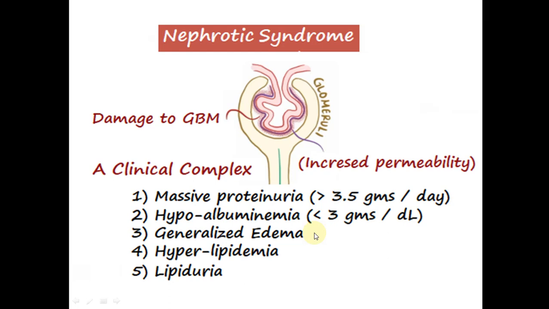Initially, this edema appears in the periorbital region near the eyes, and this is because of the presence of loose connective tissue in that region. However, if the proteinuria persists, the edema may become systemic and generalized, and in severe cases, it may lead to the severe form of edema known as the anasarca.